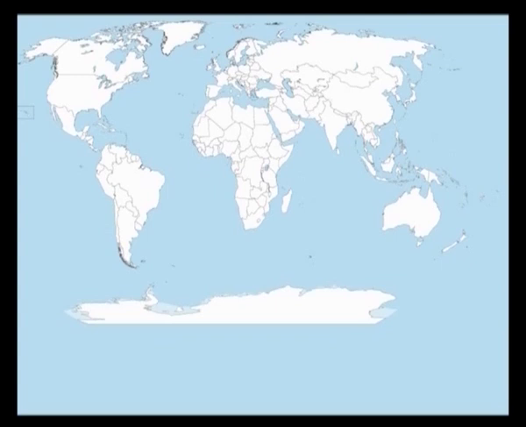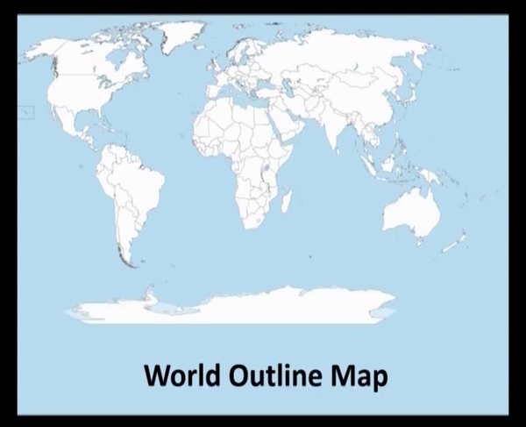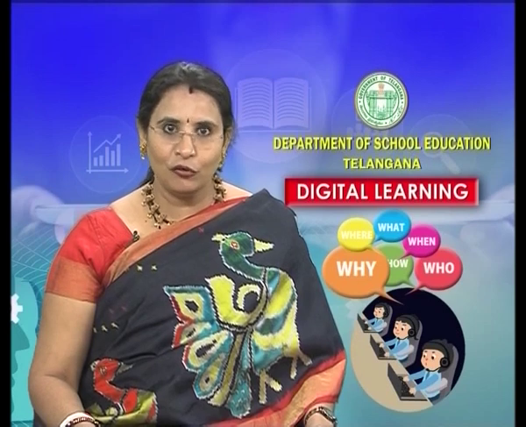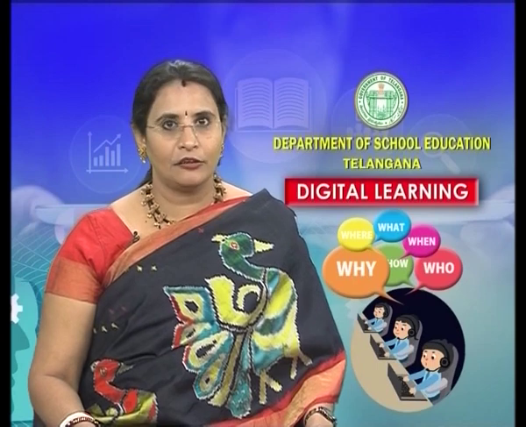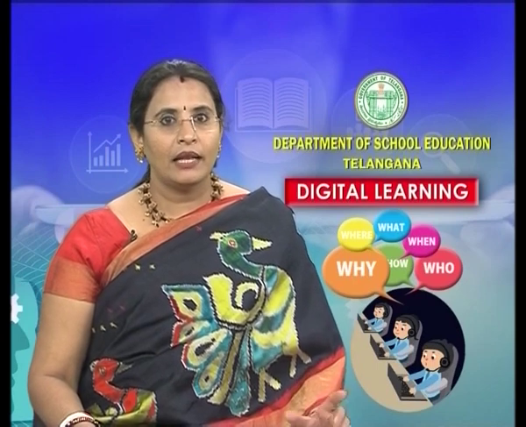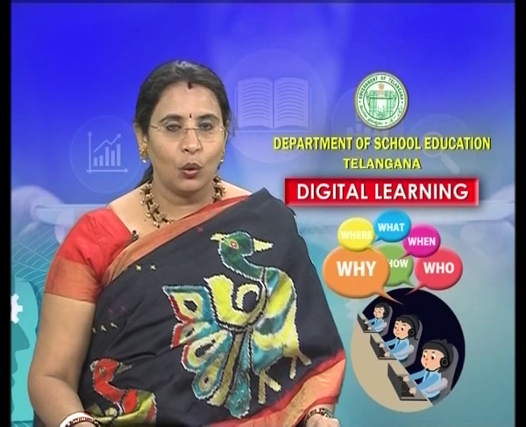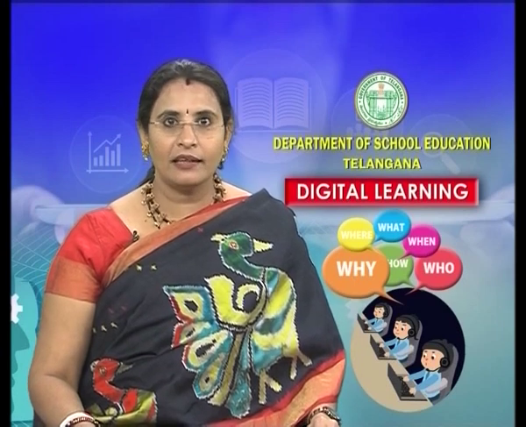Now let us refer to the next picture. Is this a map which we use while doing map pointing in the class? Yes, this is the image of the world outline map, and this type of map is used while doing map pointing in the classroom. Okay, now you have seen two pictures. One is the satellite image and another is the map.